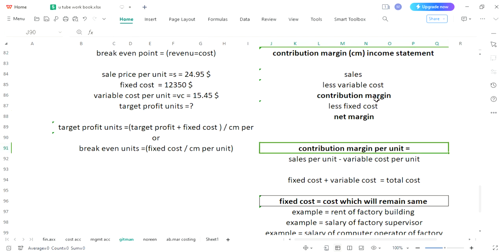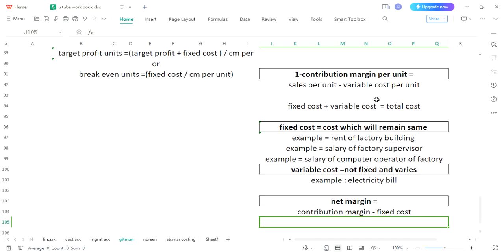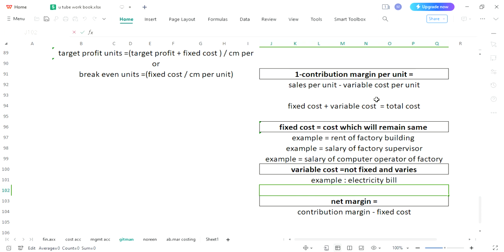We have our first formula, and let's mark them. The first formula which we have seen is contribution margin per unit, and then we have seen fixed cost, then variable cost, and the second formula which we have seen is net margin, and here we can call it second.